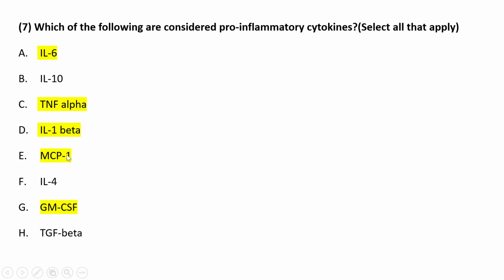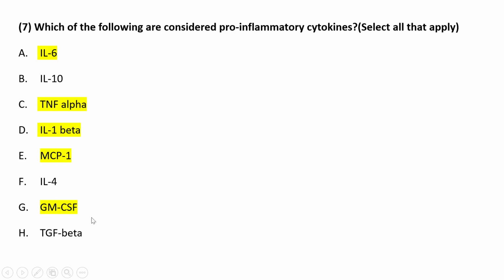Next one is MCP1, that is monocyte chemoattractant protein 1. It attracts monocytes and macrophages to the site of infection or inflammation. So it also plays a role in chronic inflammatory disease. The next one is GM-CSF, that is granulocyte macrophage colony stimulating factor. It is also pro-inflammatory. We have just recently seen that it stimulates the differentiation of immune cells, that is macrophages, dendritic cells, and neutrophils, and it promotes inflammation and immune response.